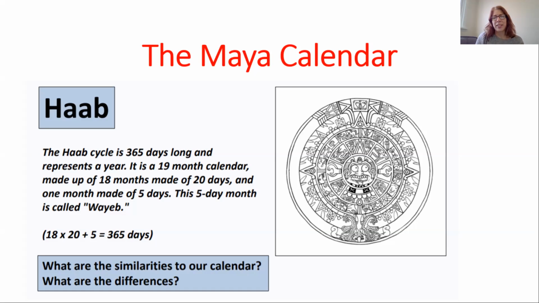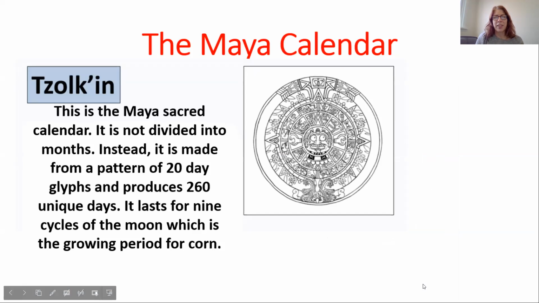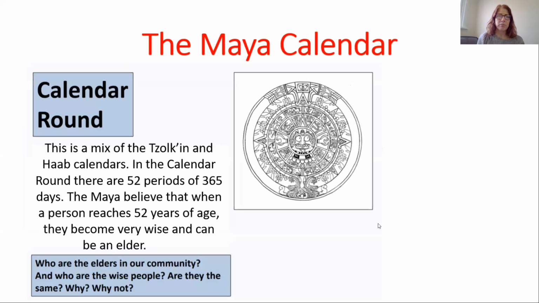A second one that they looked at here, again, it has the number 20 in it, which is obviously important. And this calendar lasted for 9 cycles of the moon. And that's how long it takes to grow corn, which was obviously a very, very important crop. The Maya used it for their cooking. That was what they ate, and also used for trade.